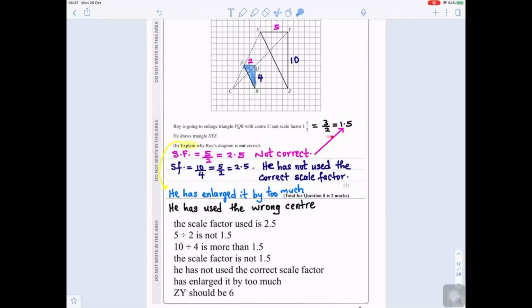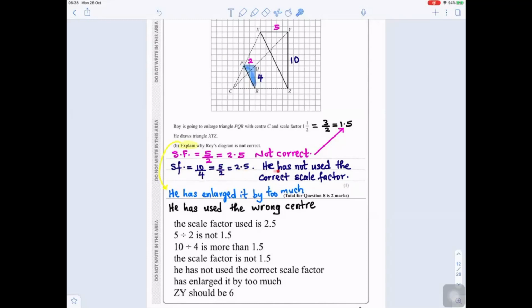1.5, which is not correct. 3 over 2 is the same as 1.5, which is not correct. If you work out the scale factor, it should be 2.5. If you use the other one, you use YZ, 10 divided by QR, 4. 10 divided by 4 simplifies to 5 divided by 2, which is 2.5.